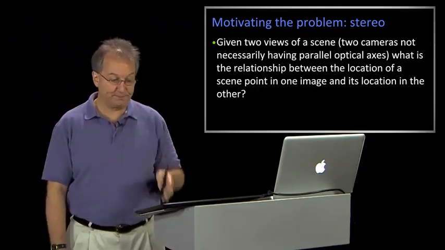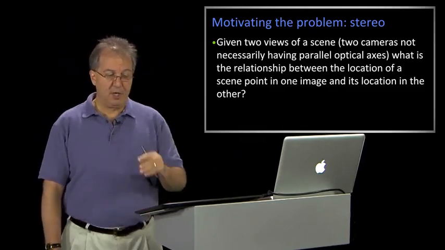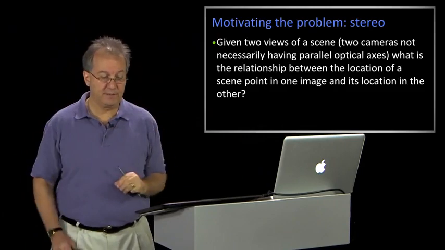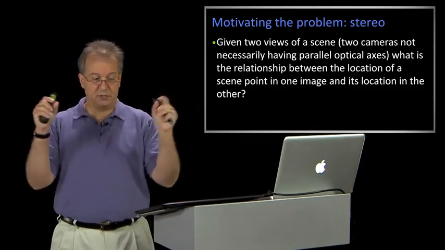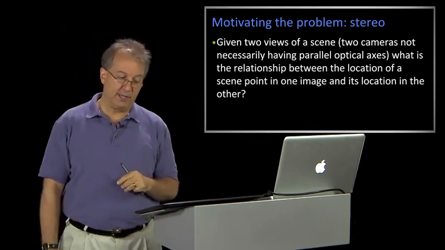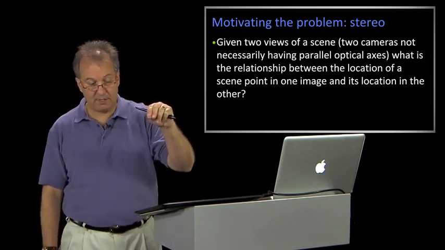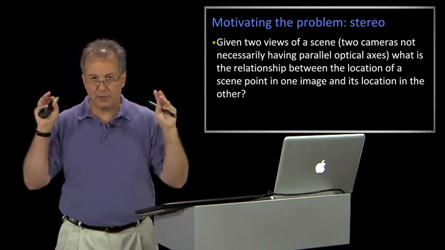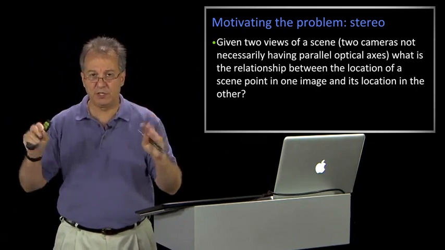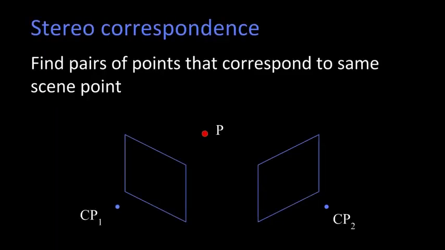So let me motivate the problem. Remember stereo? Twice? Good. All right. If you have 2 views of the scene, and these are 2 cameras that are not necessarily going to have parallel image planes, just 2 views, what is the relationship between the location of a scene point in one camera and its location in the other camera? That was what we wanted to know. We wanted to know if we could know something about that relationship so that when we went looking for the matches, we could use it as a constraint.